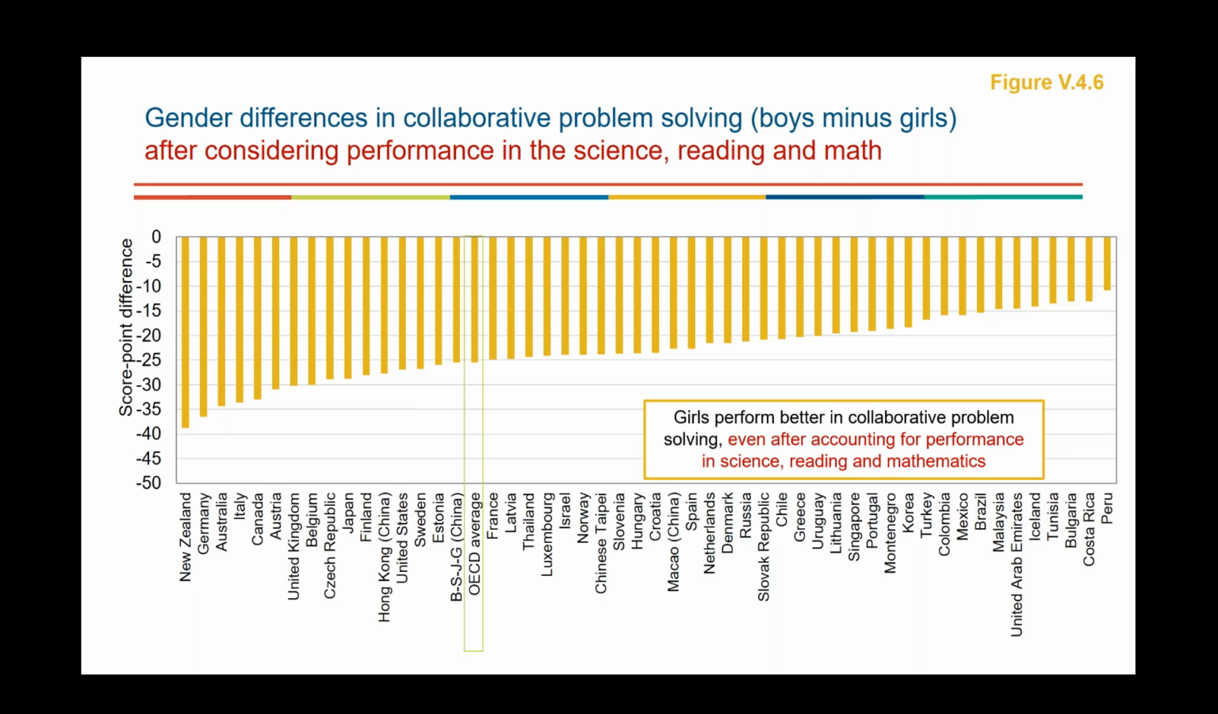So this is basically the advantage of girls that is really unique to collaborative problem solving. And you can see it's almost the same. Slightly less, but almost the same. So basically, there's a huge advantage that girls have on social skills, whereas on individual problem solving, it used to be the other way around.